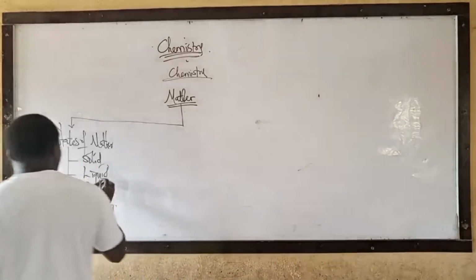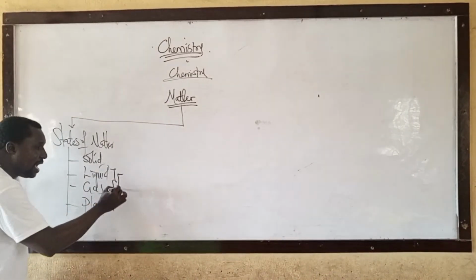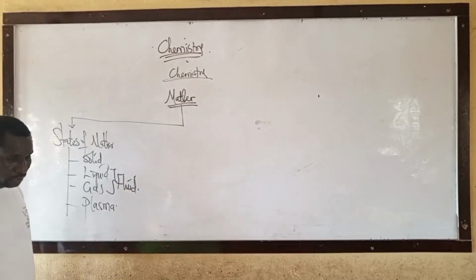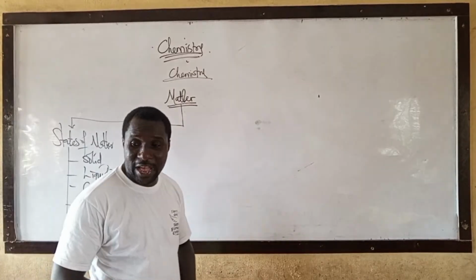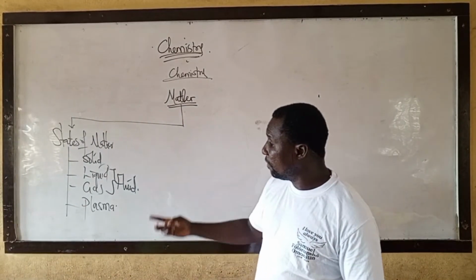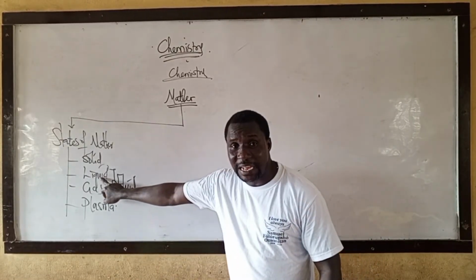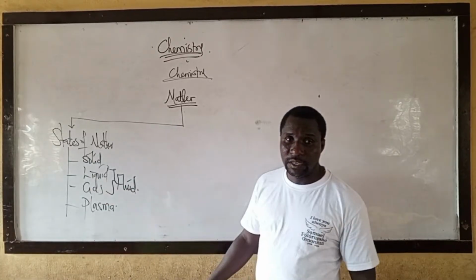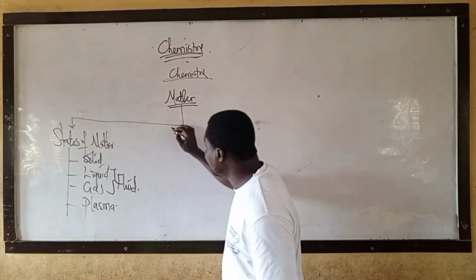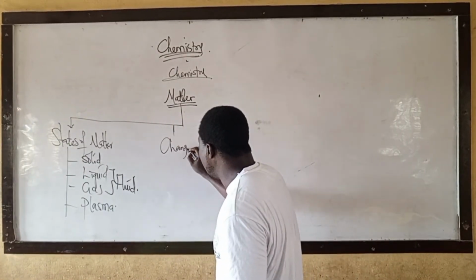Take note, these two, liquid and gas, they are known as what? Fluid. They are called fluid. That means I can say that we have state of matter: solid, fluid, and what? Plasma. When I say fluid, I mean gas and liquid. Take note. You have to know state of matter. Another thing you have to know in chemistry, changes of matter.